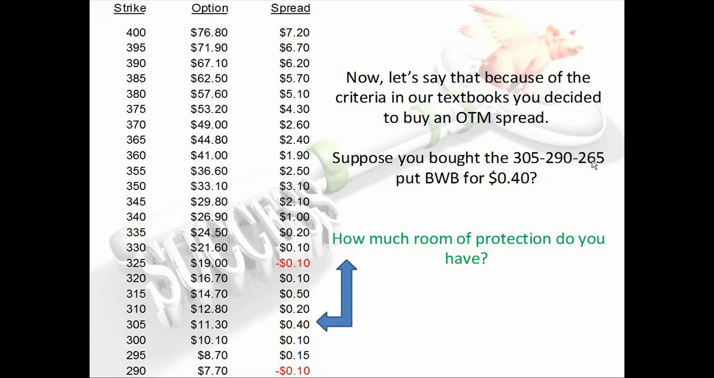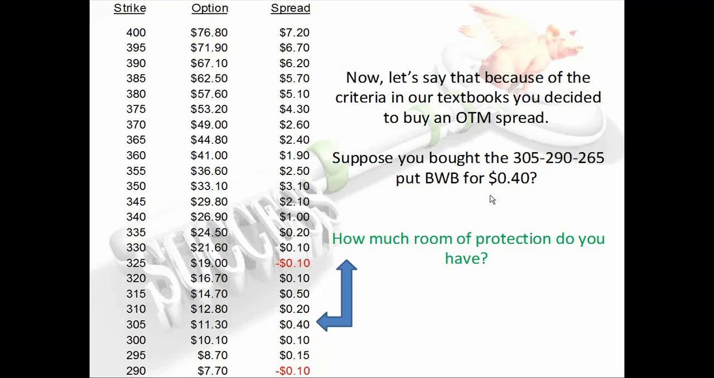290, 265 spread. Again, the difference between 305 and 290 is $15, and the difference between 290 and 265 is $25. It's still a 15 by 25 broken wing butterfly, but now we can put it on for a 40-cent credit. A little bit better than a 10-cent credit.